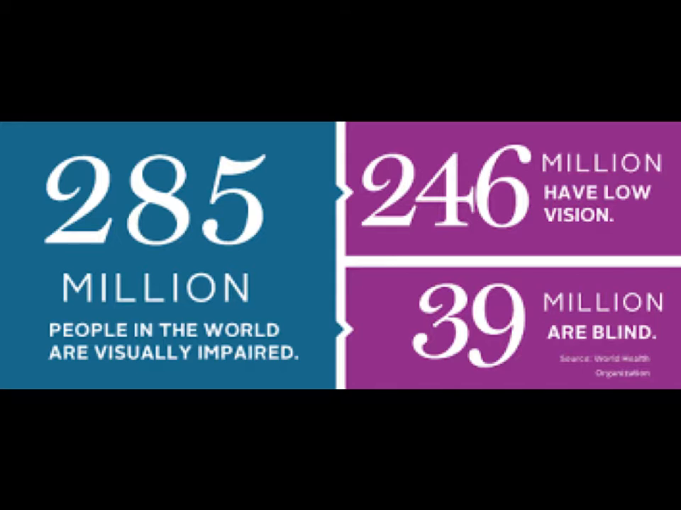According to the World Health Organization, 285 million people are visually impaired worldwide. 39 million of them are blind, and 246 million have low vision. Throughout the world, most people who are visually impaired are 50 or older, and 90% of the world's visually impaired live in developing countries or low-income settings.